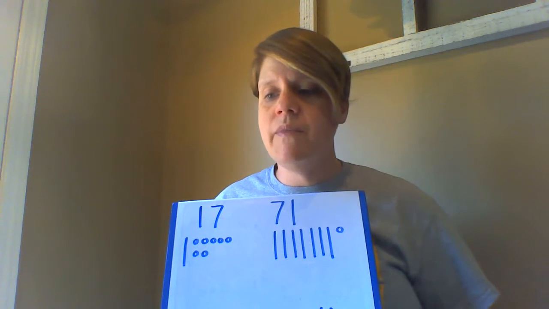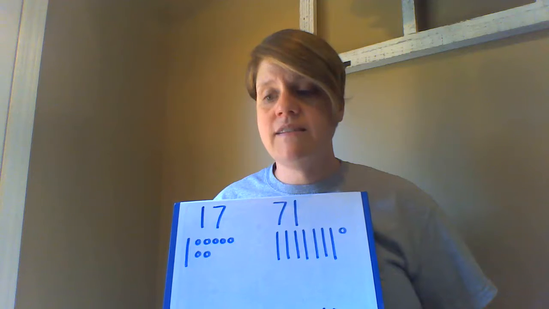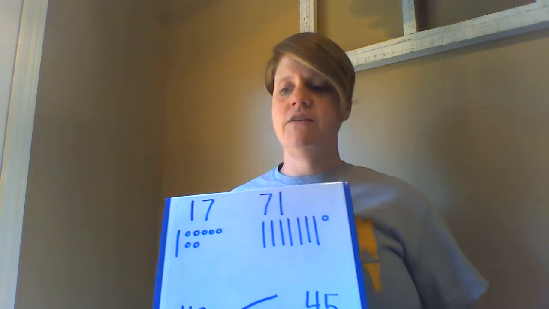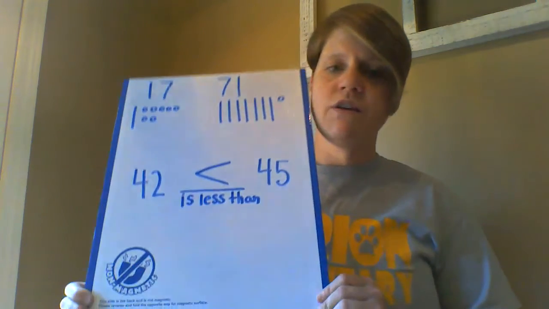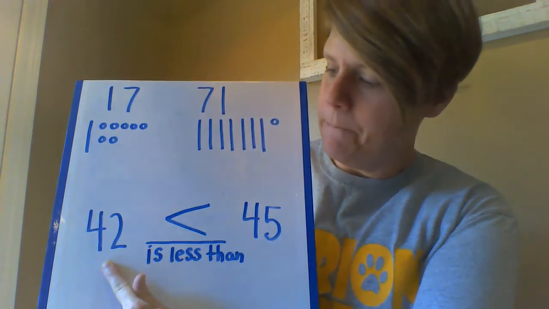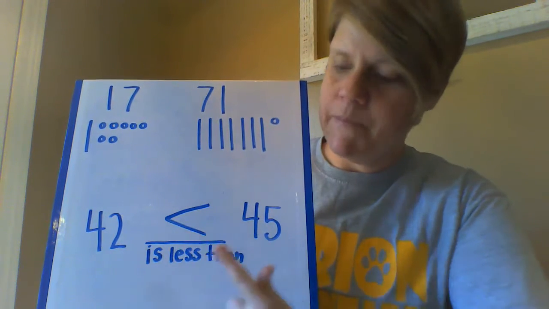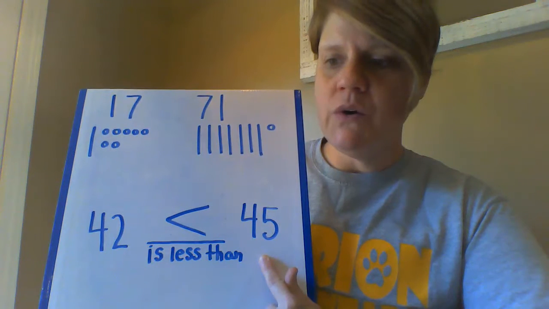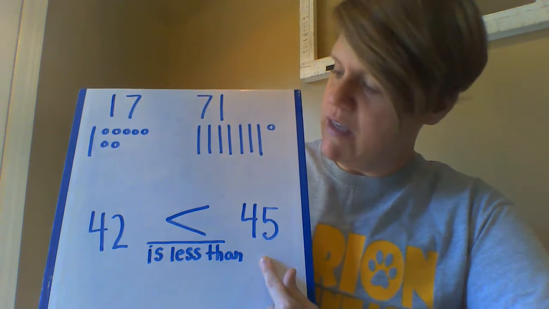The other problem that I pulled from your exit tickets is this one. Compare these two numbers using greater than, less than, or equal to. 42 and 45. So 42 is here, and then there was a blank, and then 45. Okay, so you have to show your comparison of these two numbers.